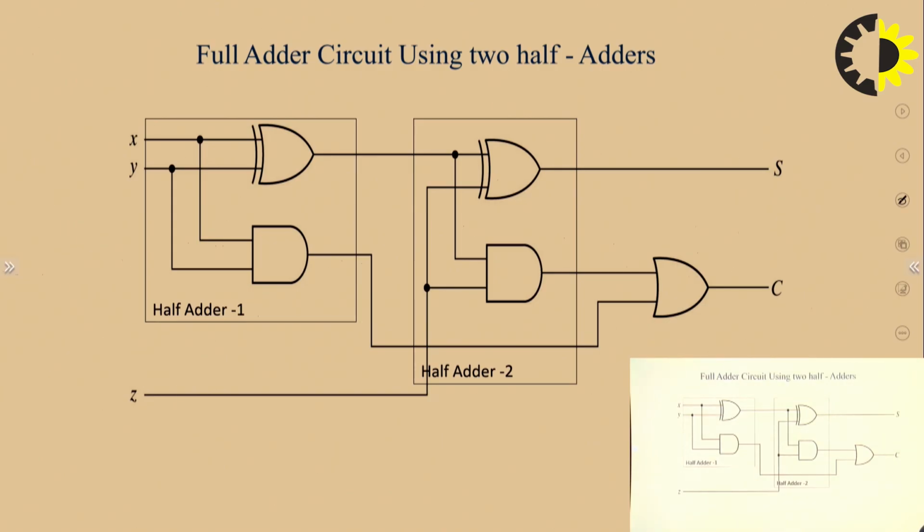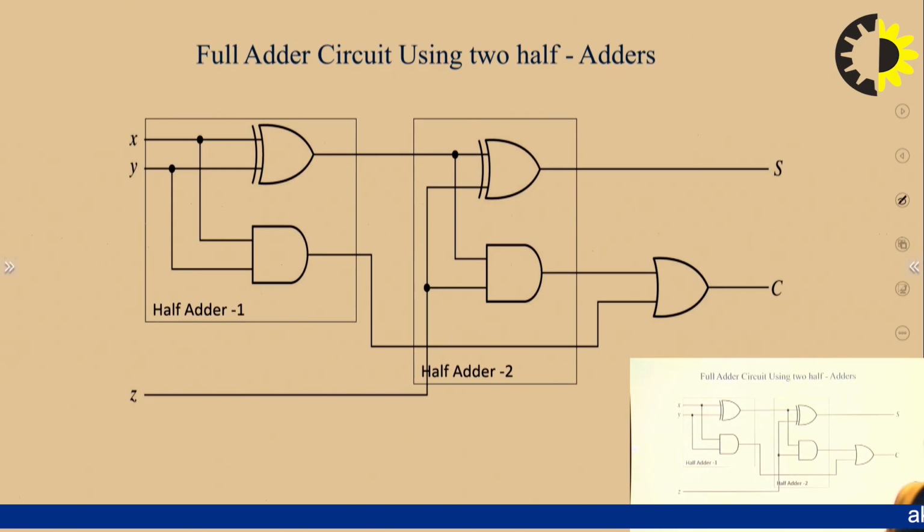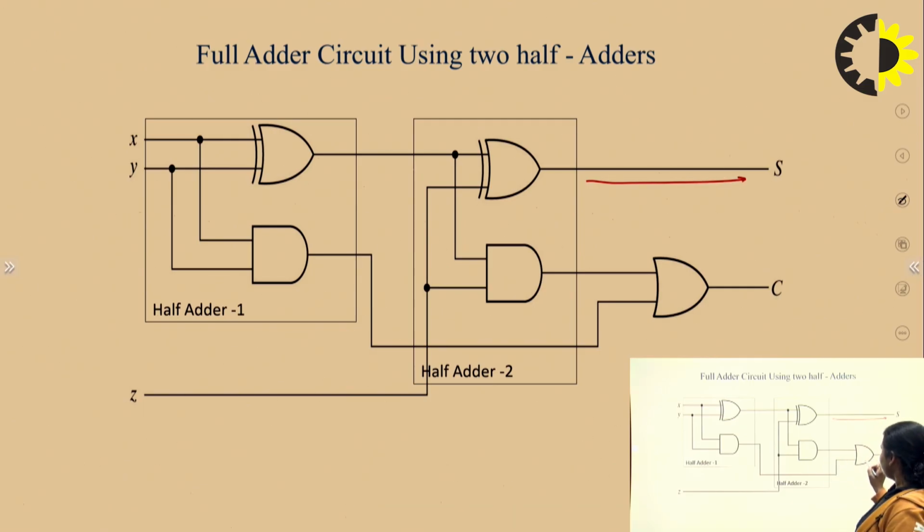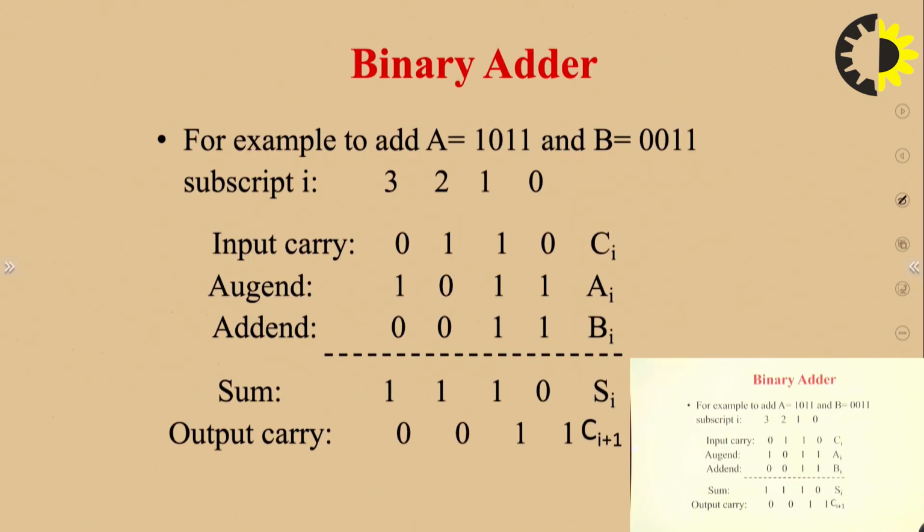Then the full adder circuit using 2 half adders. So this full adder can be made using 2 half adders. So this is half adder 1, which half adder I have explained, a combination of XOR and AND. This is half adder 2, a combination of XOR and AND, and these two are giving the final output as sum, and this other output is fed to an OR circuit, and with this you are getting your carry. So this is about the full adder. It can be made using two half adders, one half adder, second half adder, and the connections will be like this, right?